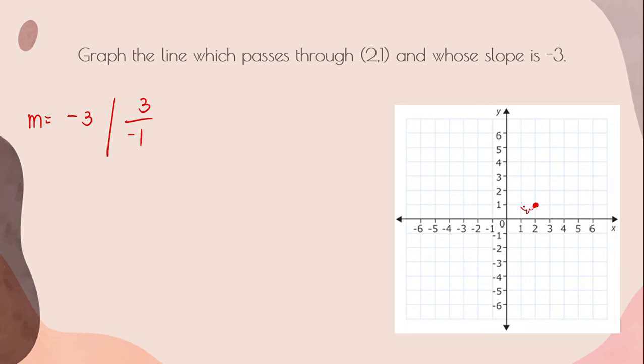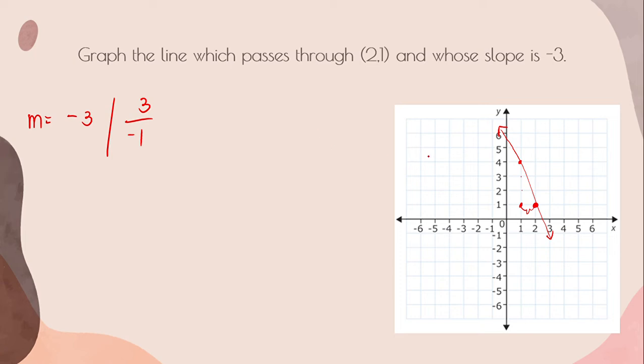So the movement goes like this. This would be -1. And then we have the rise, that would be +3: 1, 2, 3. So we have this point. Then we draw a straight line that passes through these points. So this is how the graph of this line with this slope and point looks like.